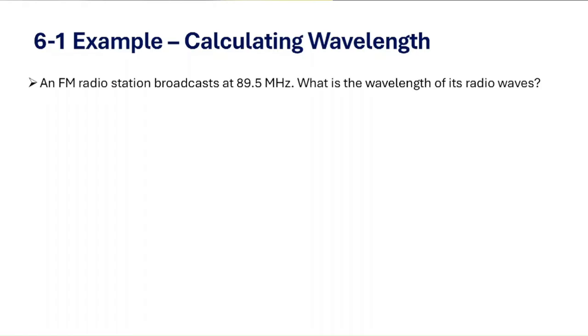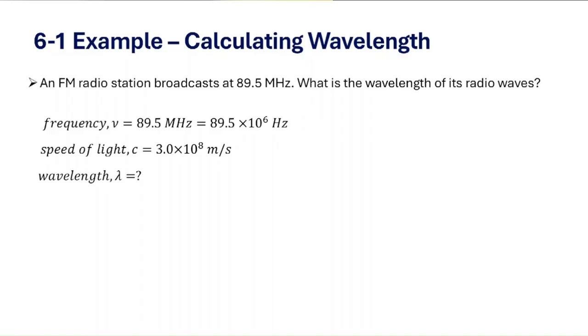Now first let's identify the known values. The frequency of the radio station, nu, is given as 89.5 megahertz, right? That means 89.5 million hertz, which means times 10 to the power 6, right? And the speed of light is always 3 times 10 to the power 8 meters per second. It's a constant like gravity. And now we want to find the wavelength of the wave, which is lambda.